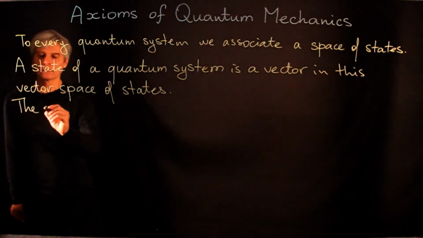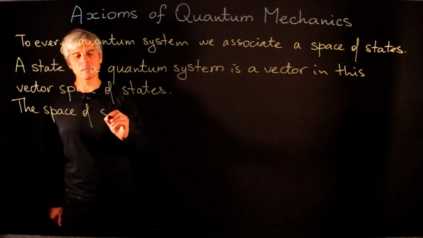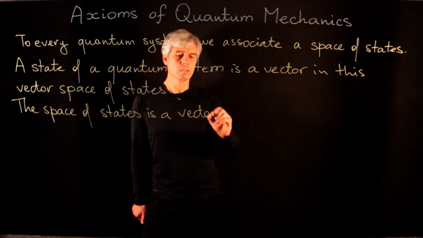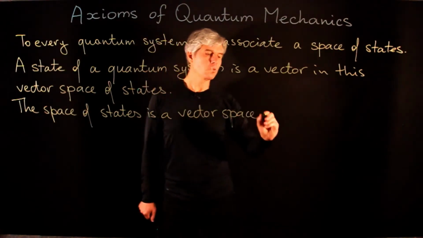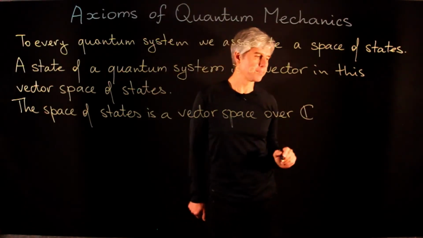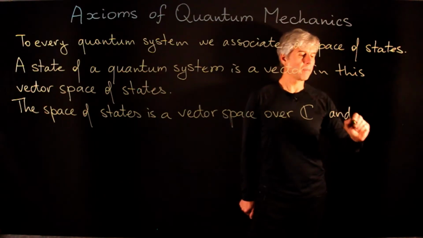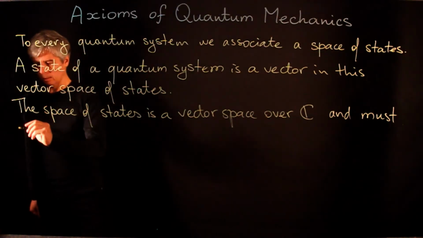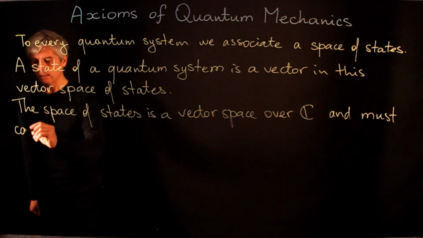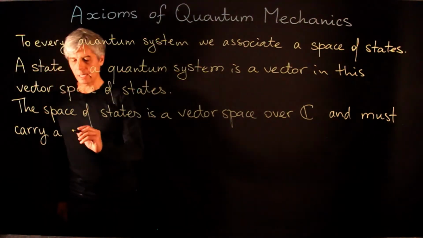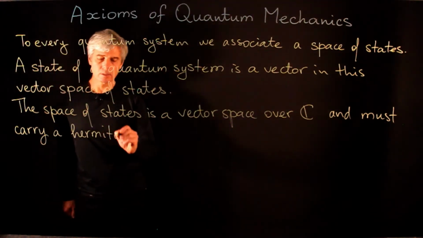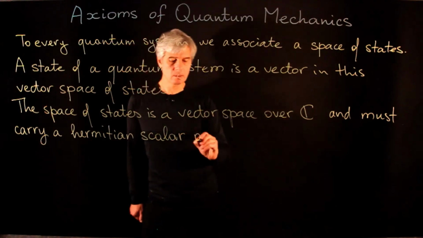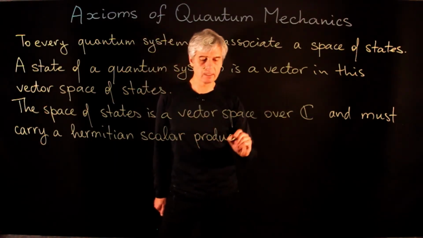So the space of states is a vector space over the field of complex numbers, and must carry a Hermitian scalar product. So we'll recall what it is.